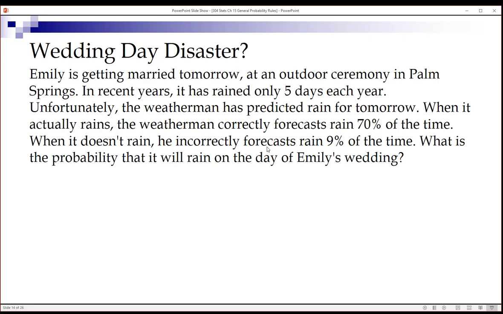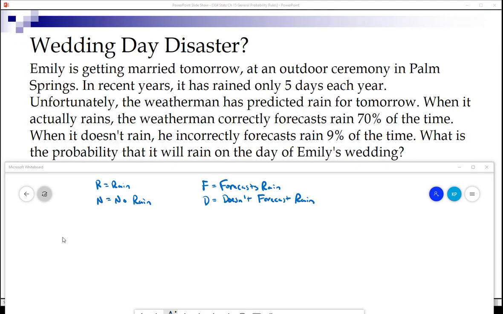So see if you could create a tree diagram and answer this question, and then come back to me once you have an answer. Okay, so in order to answer this question, I'm going to first set up some variables to represent certain events. I'm going to let R represent the event of rain, and N represent no rain. I'm going to let F represent that the weatherman forecasts rain, and D represent that he doesn't forecast rain. We could, of course, use something else, but I'm just going to use this for now.